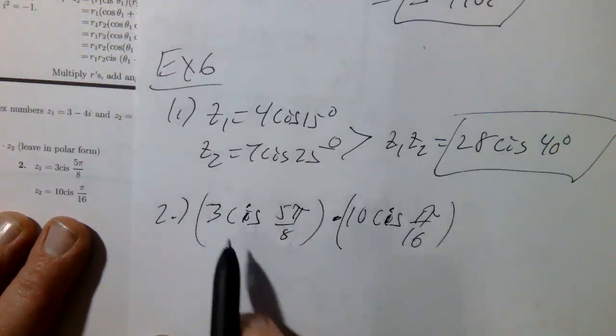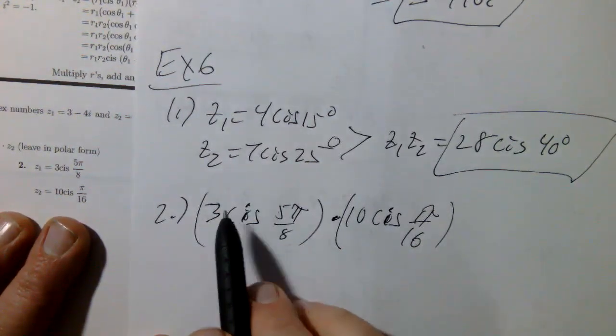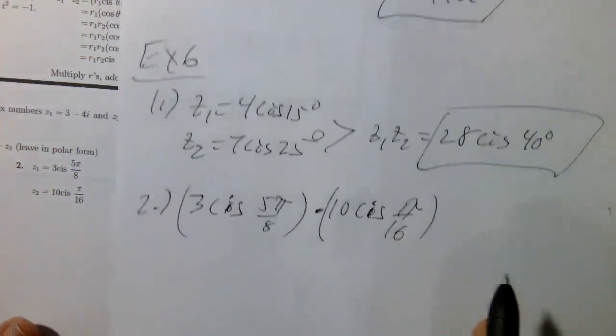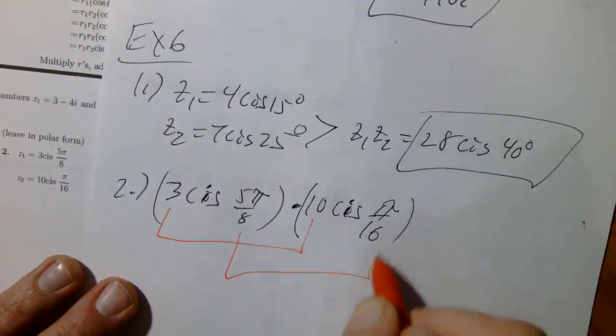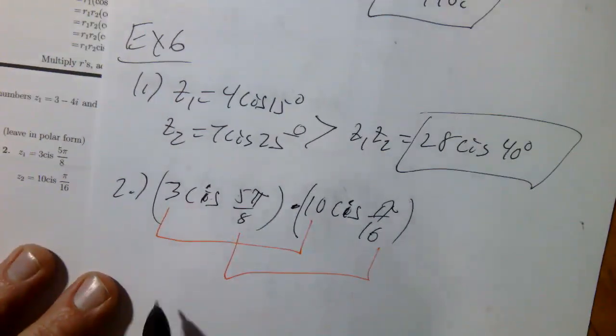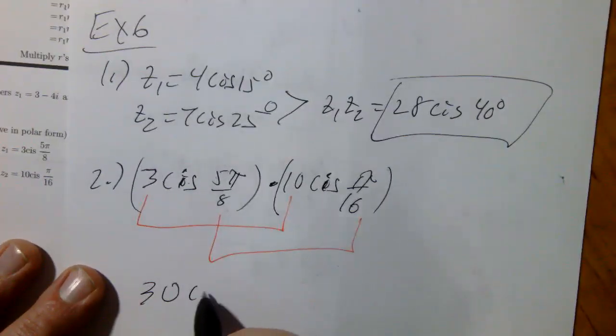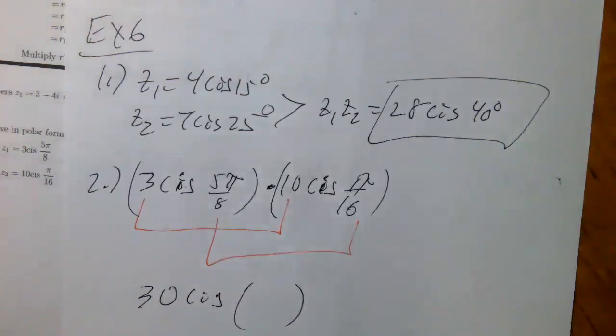We're not talking about just cosine, we're talking about cosine of this angle plus i times the sine of this angle, right? So there's a lot happening here, but it's still pretty easy, right? Because you can multiply and add. So literally this would just be 30 cis.